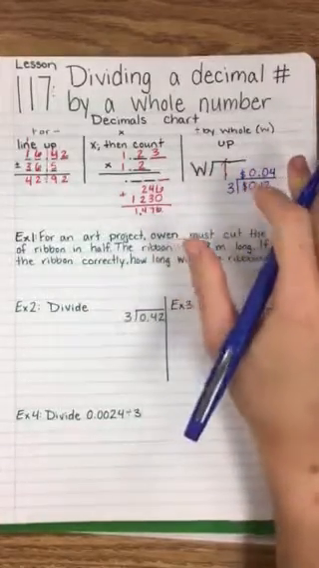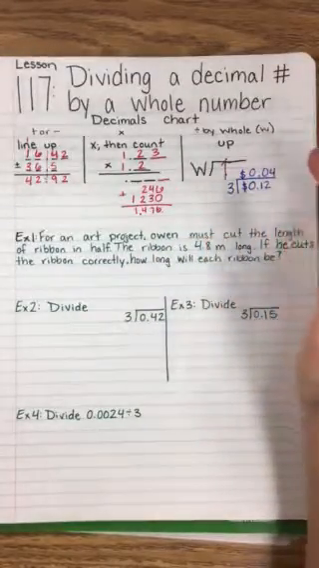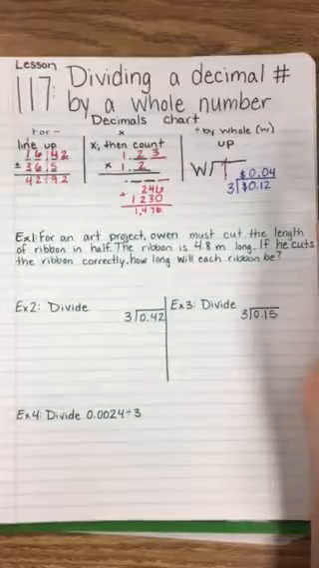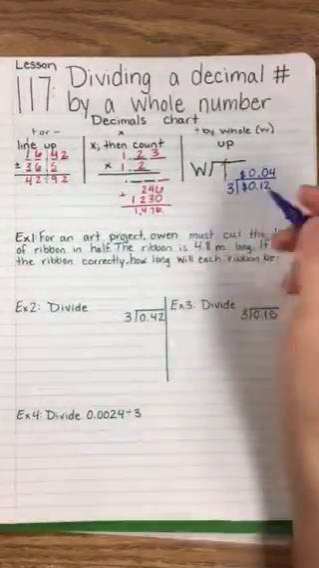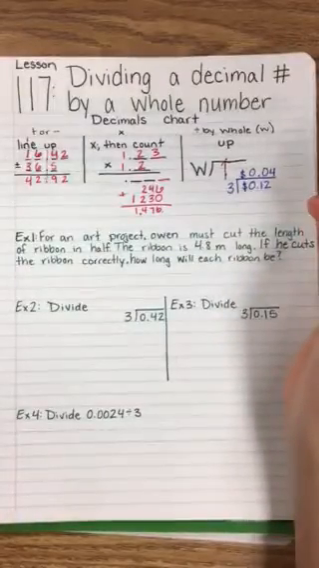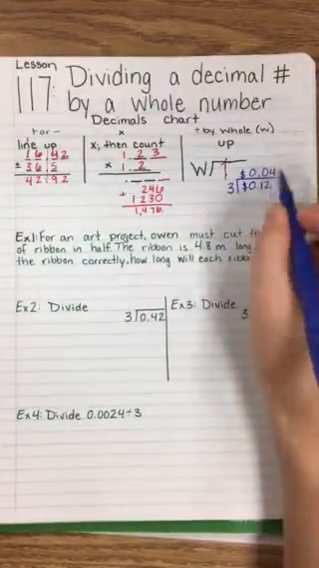If this was a story problem, and it said there was 12 cents found on the ground, and it was all pennies, and 3 friends wanted to split it evenly, how much would each one get? So each one would get 4 cents.